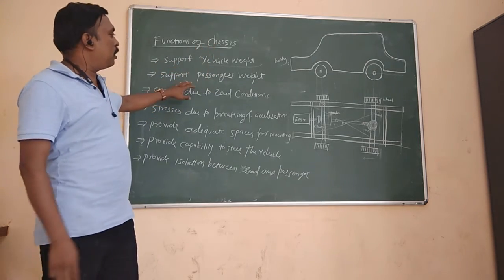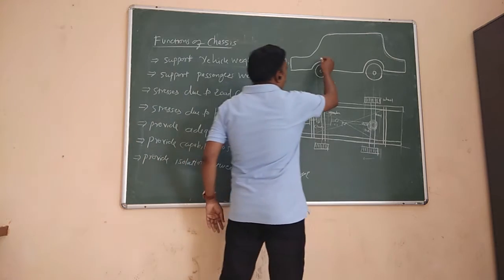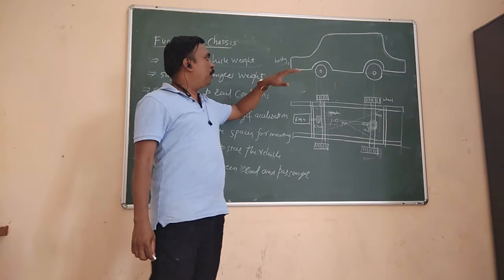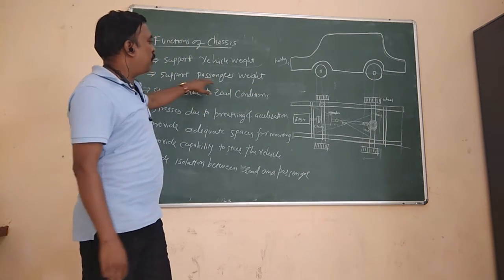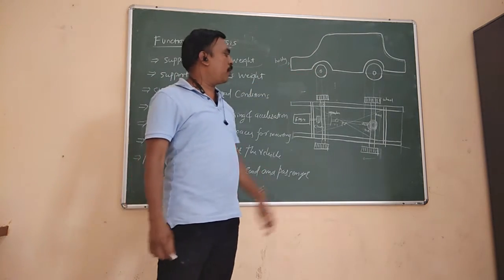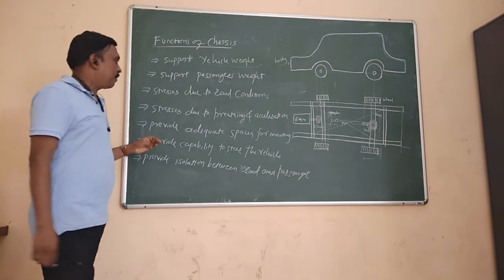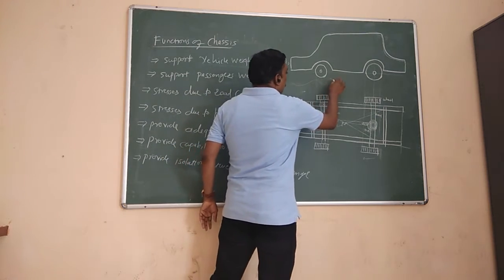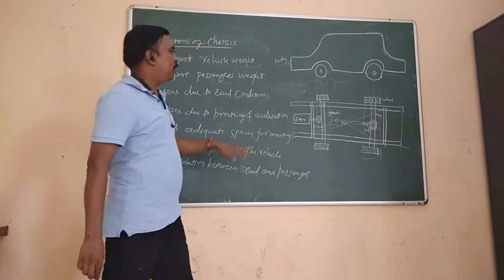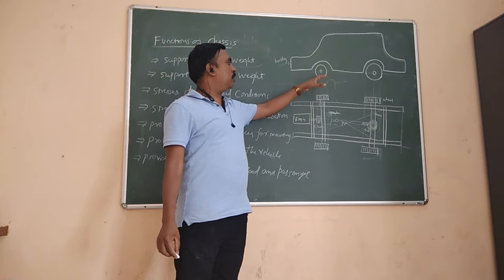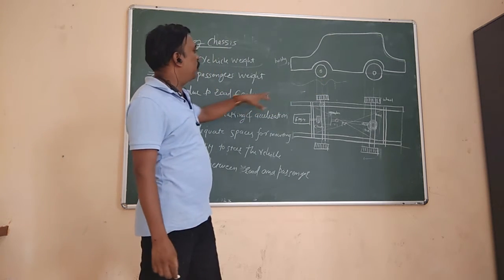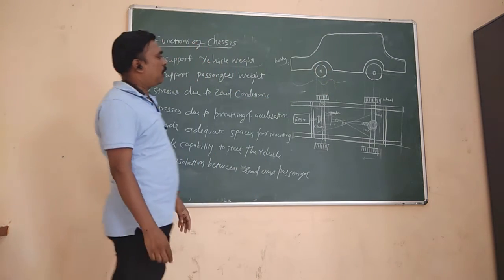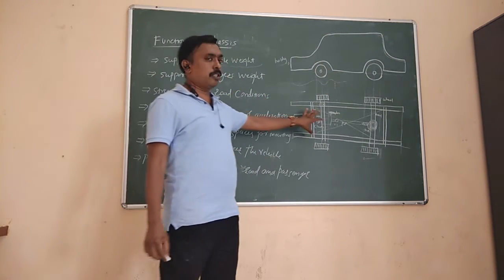The second important thing is that there are many passengers, if it is a passenger vehicle, or if it is a goods vehicle, the weight of the material. So it has to take the passenger weight, if you are talking about a passenger vehicle like a car. Then, as these vehicles are moving on rough surfaces, rough roads, due to the road conditions a lot of stresses are developed, and those stresses are taken care of by the chassis.